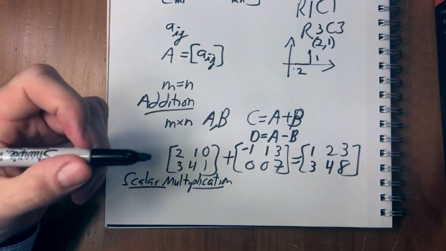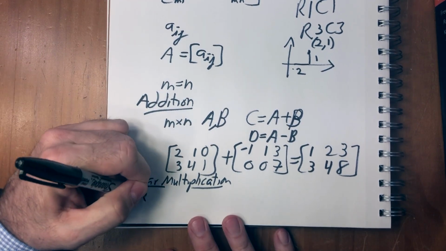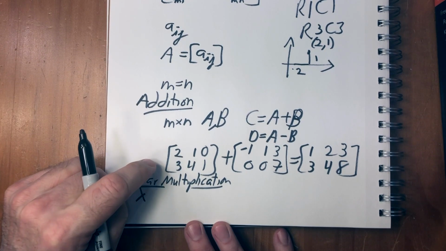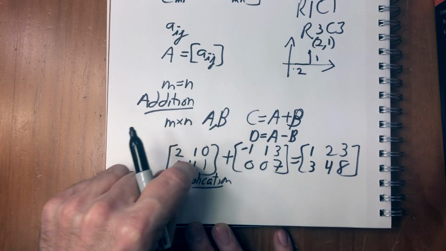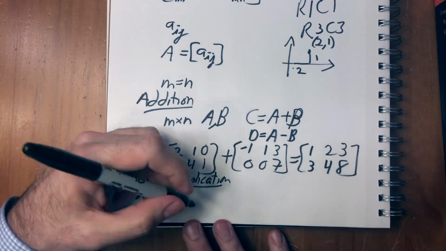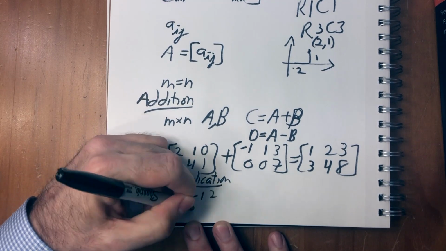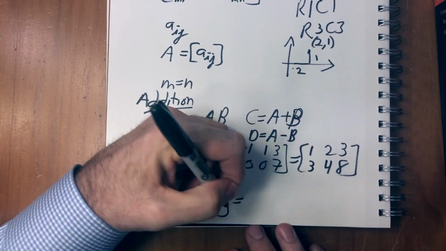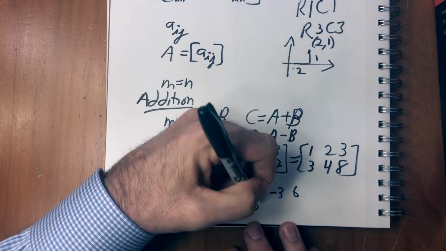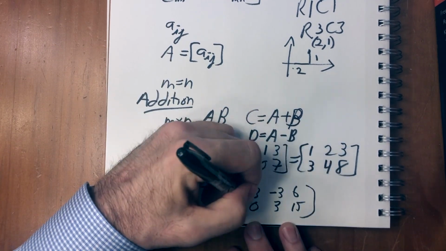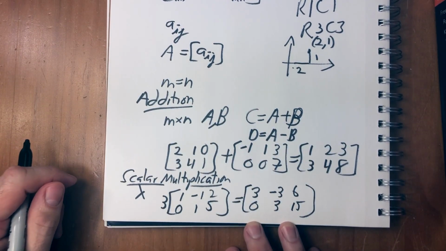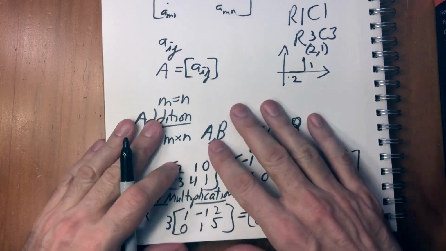Very simple. If you have a scalar lambda, you just take the scalar and multiply it by each element in the array. So for example, if we have 3 times this, just multiply 3 by each one. We have 3, minus 3, 6, 0, 3, 15. Okay, good.